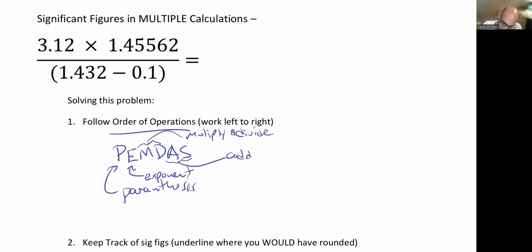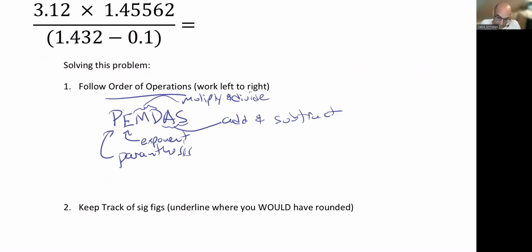Add and subtract. Okay, so we're going to do those. That's the order: parentheses, exponent, multiply, divide, add, subtract. We're always going to follow the order of operations. We're only going to do one operation first, and I'm going to rewrite the rest of the problem.